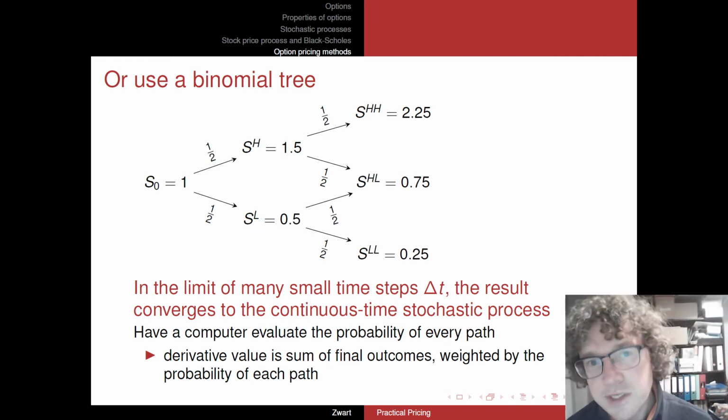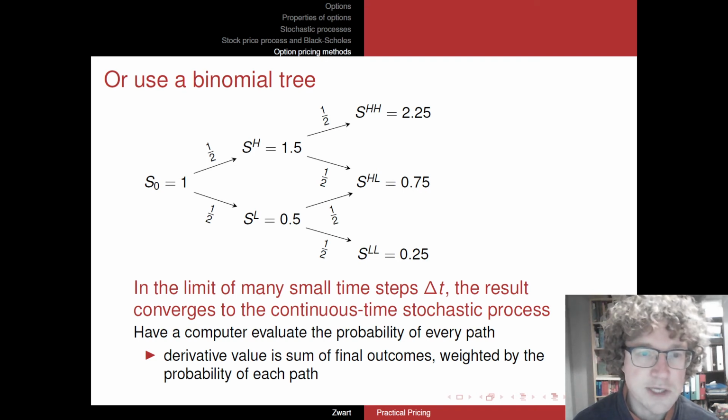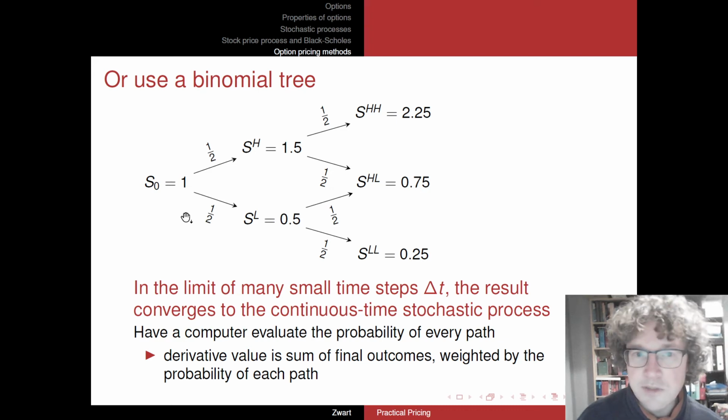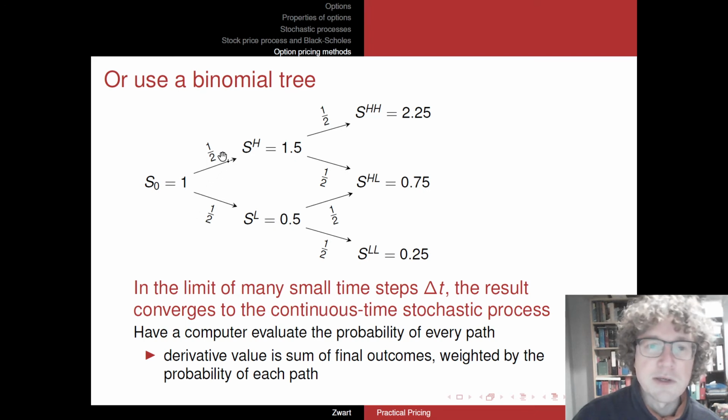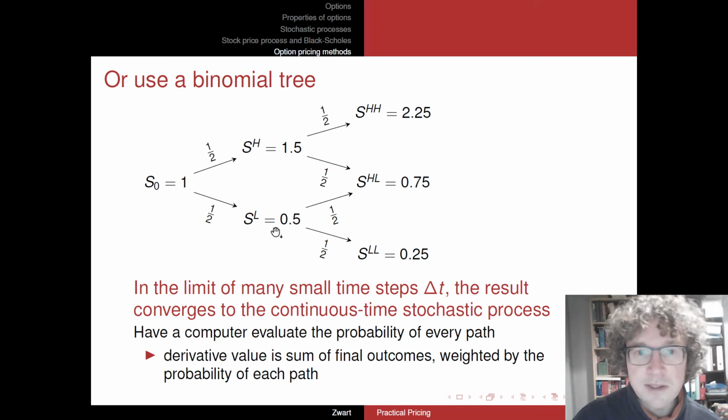The other approach is using a so-called binomial tree. A binomial tree means, let's look at the stock price, which again starts at our initial value. I took the initial value to be just 1. Let's assume that starting from this initial value, the stock price might move up with some probability, I took a probability of a half, or it might move down with probability a half. In this particular case, if it moves up, it will reach a stock price equal to 1.5. So with probability a half the stock price moves up to 1.5, and with probability a half it moves down to the lower value of 0.5.